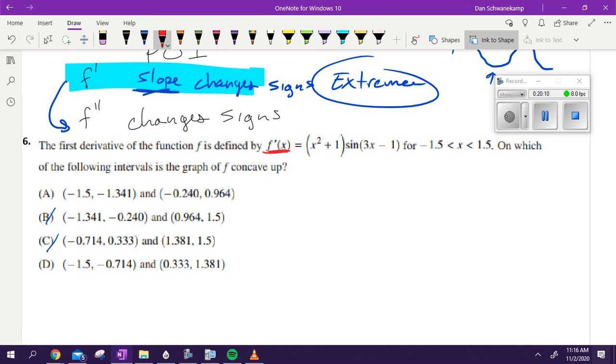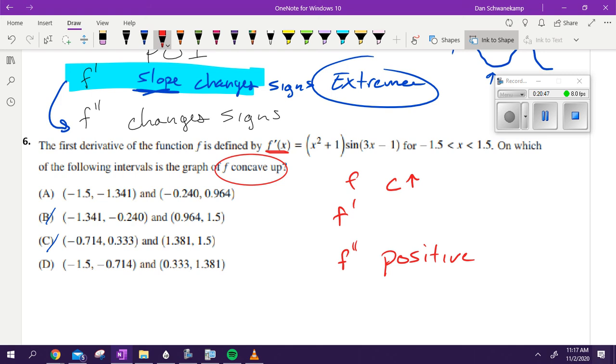They gave me F prime. They want to know when F is concave up. So F is concave up. What do we know? Which derivative are we talking about with concavity? Second derivative. So F double prime. F is concave up, means the second derivative needs to be positive. But we're given the first derivative. What am I looking for on F prime if I want to know F double prime is positive? F prime needs to be what?